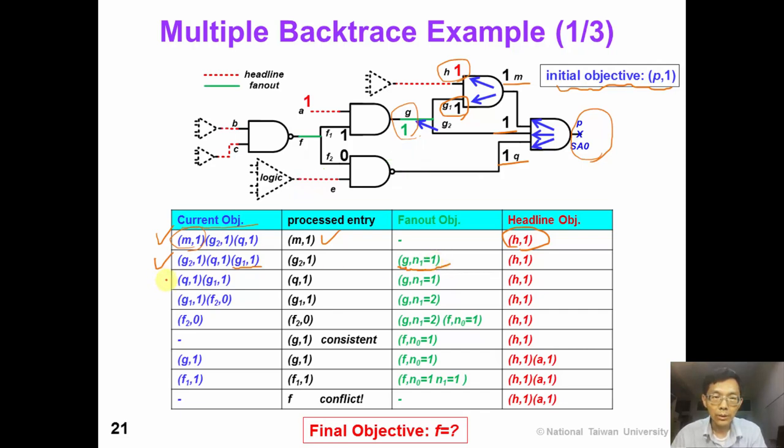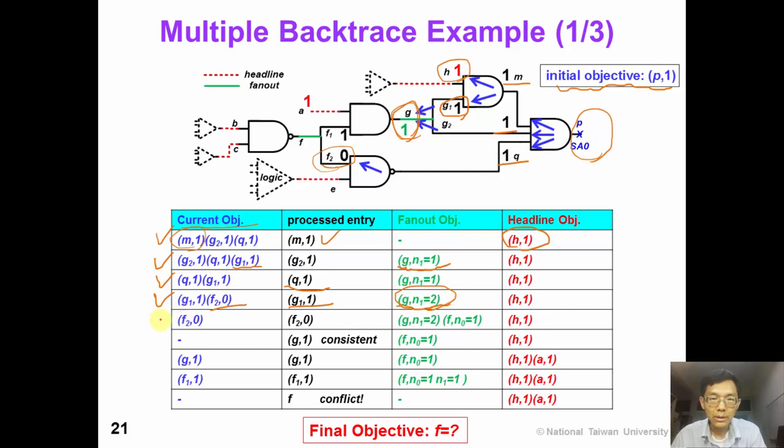Now we process our next entry, which is Q equal to 1. Because this is a NAND gate, we would generate another objective, which is F2 equal to 0. This would be enqueued in the current objective waiting to be processed. Now we process the next entry, G1 equal to 1. Because this is a fan-out, we would increment the N1 of G by 1. Now the value is 2.